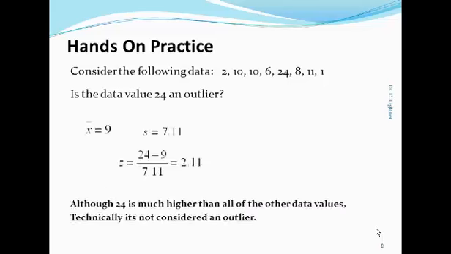You should have computed the z-score for 24 and obtained a z-score value of 2.11. This means that although 24 is much higher than all of the other data values, technically it is not considered an outlier.